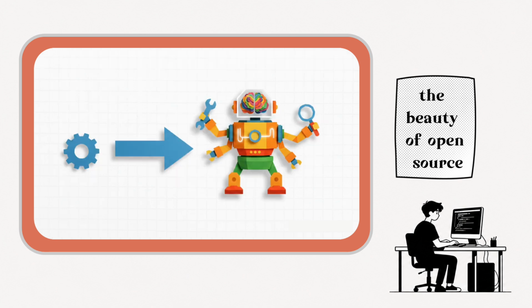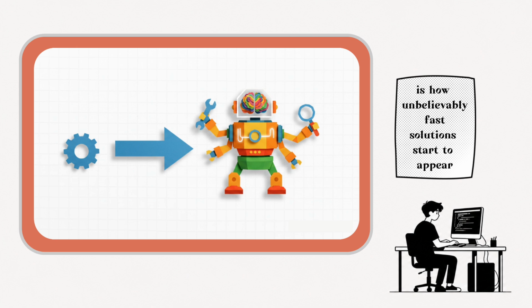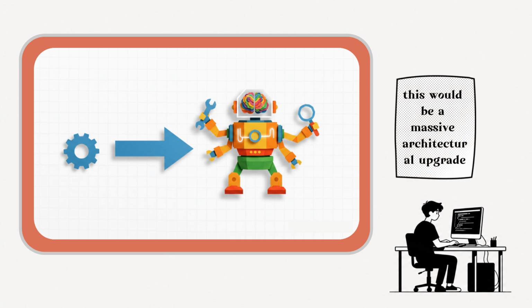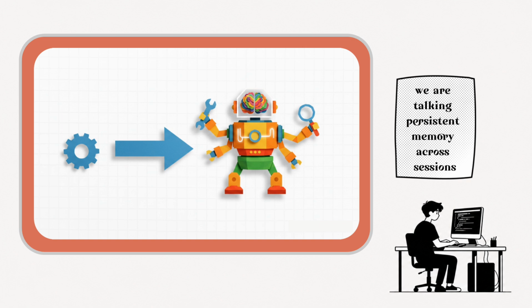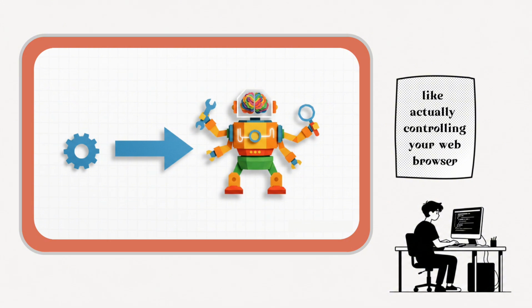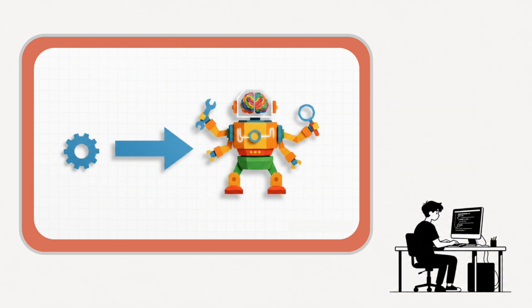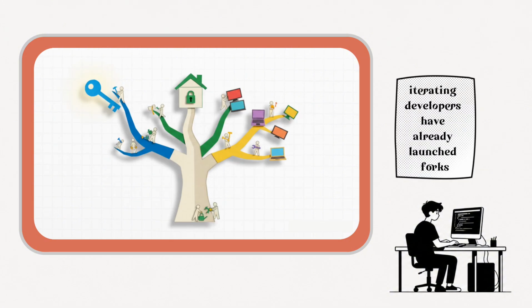But honestly, the beauty of open source is how unbelievably fast solutions start to appear. There is already a major GitHub proposal to integrate something called the OpenClaw Gateway. This would be a massive architectural upgrade for the app. It would essentially evolve Clicky from a stateless Claude wrapper into a full-blown personal AI agent. We are talking persistent memory across sessions, the ability to actively execute code, and even tool use, like actually controlling your web browser. And the community is just rapidly iterating.